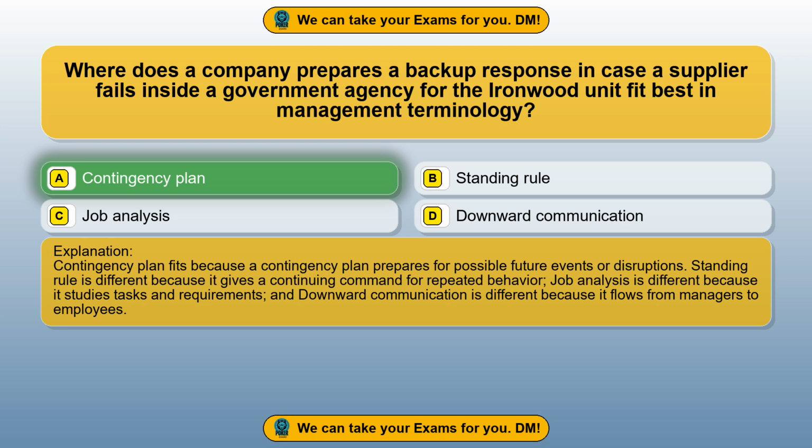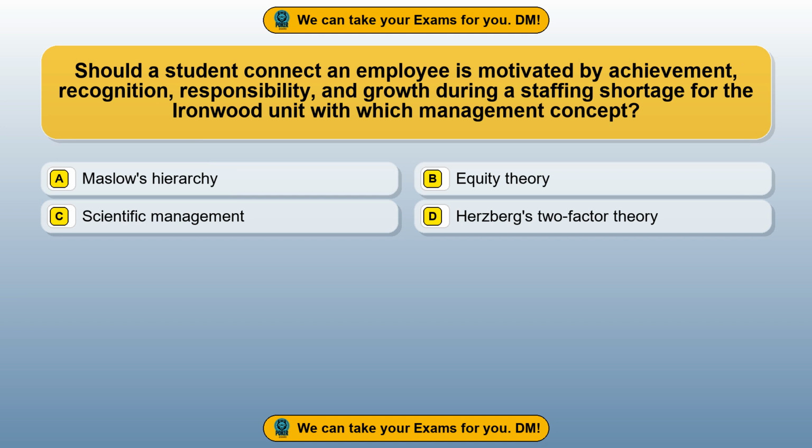Standing rule is different because it gives a continuing command for repeated behavior. Job analysis is different because it studies tasks and requirements, and downward communication is different because it flows from managers to employees. Question 91. Should a student connect an employee is motivated by achievement, recognition, responsibility, and growth during a staffing shortage for the Ironwood unit with which management concept?